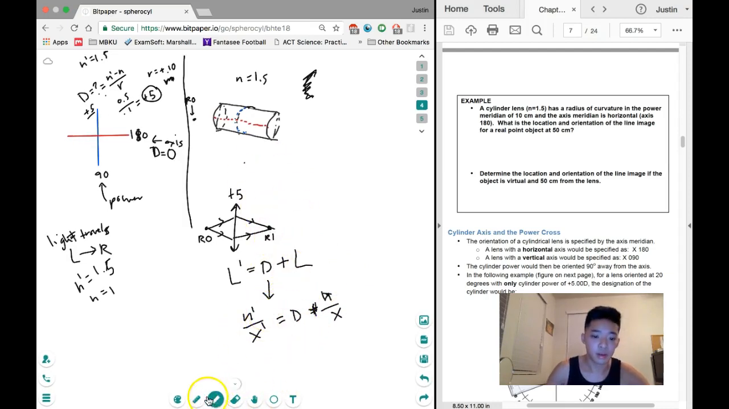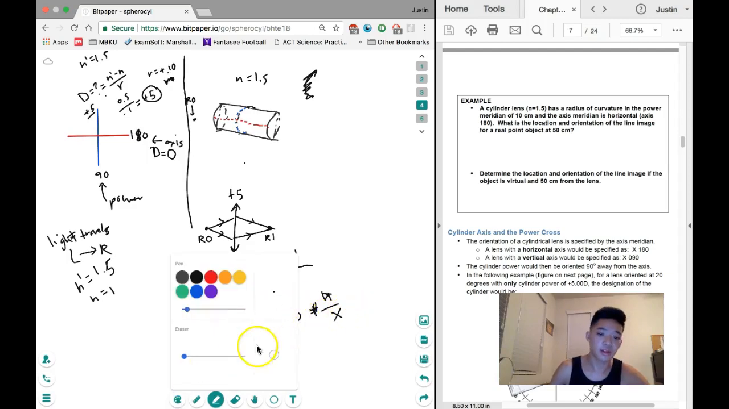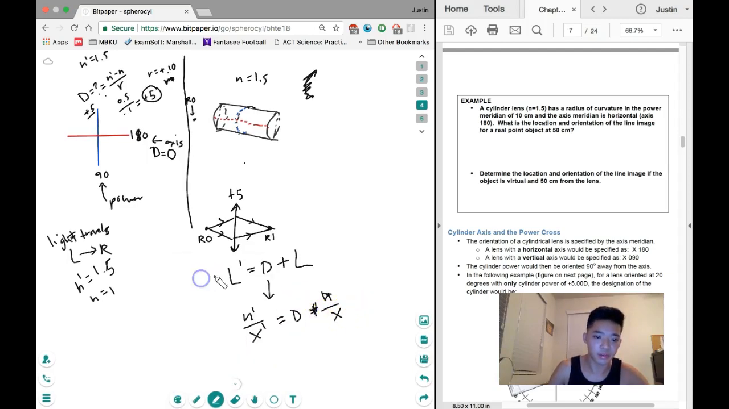Now, this should look pretty familiar. But when we're dealing with cylindrical spherocylinder lenses, we want to be sure to talk about vertical versus horizontal. In this case, since the vertical meridian has power, I'm going to say dV. That's what I like to write. You can also write D90 if you want.